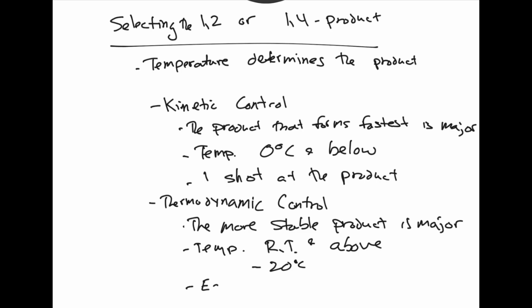Thermodynamic reactions are under equilibrium. So those reactions go back and forth. They're going to make both products, and then the less stable product is going to go back to the intermediate and try again. And eventually it funnels all of it off to the thermodynamic product. So kinetic control, it's one and done. You get one shot and then it's over. Thermodynamic control, the reaction just tries over and over and over again until it funnels everything to be the most stable product it can be.